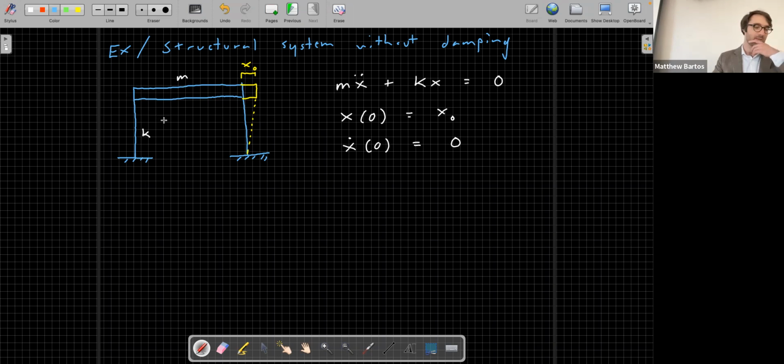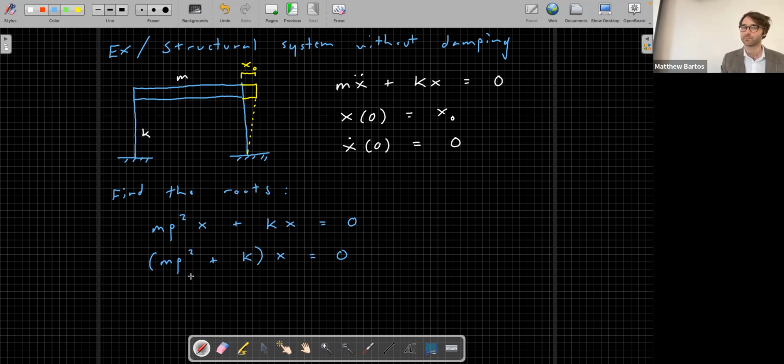Okay, so let's do the same thing that we did before. Let's find the roots. Okay, what will this system look like when we put it in operator form? Yep, so we'll have mp squared x plus kx is equal to 0. Can factor out the x, and we get mp squared plus k all times x is equal to 0. Okay, and so now we have to find the roots in p. So how can we do that in general?